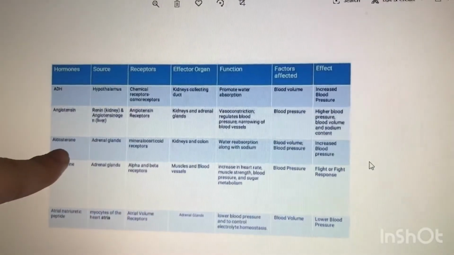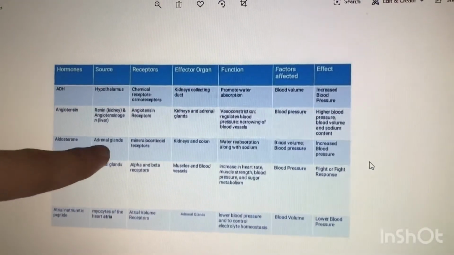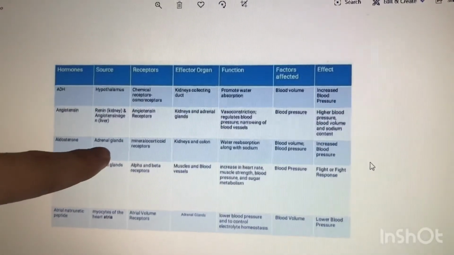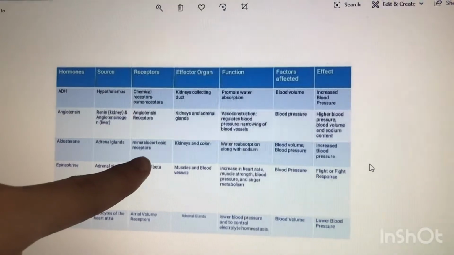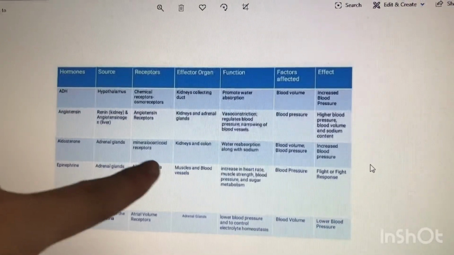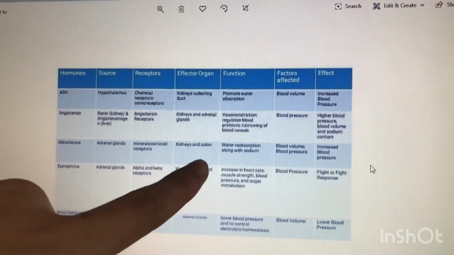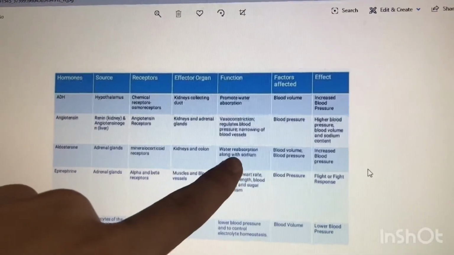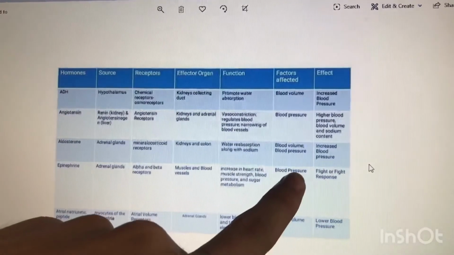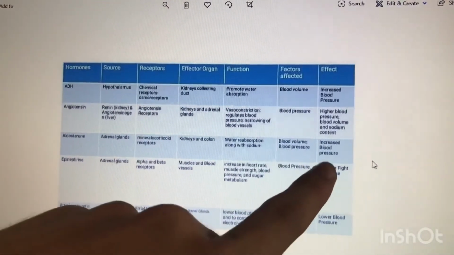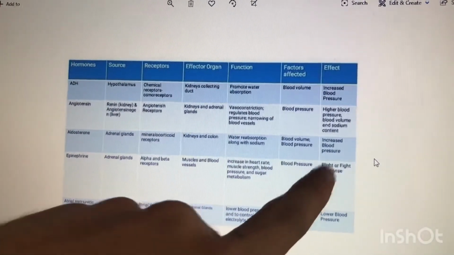And for the hormone aldosterone, the source is the adrenal glands, the receptors are mineralocorticoid receptors, and the effector organs are the kidneys and colon. Function: water reabsorption along with sodium. Factors affected are blood volume and blood pressure, and the effect is increased blood pressure.